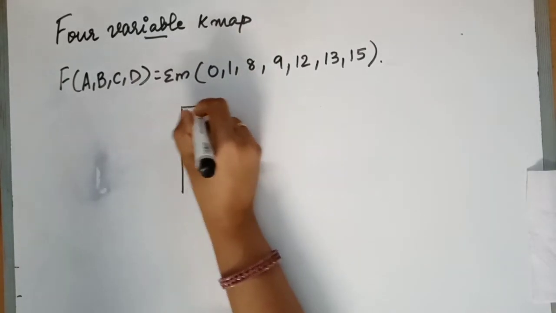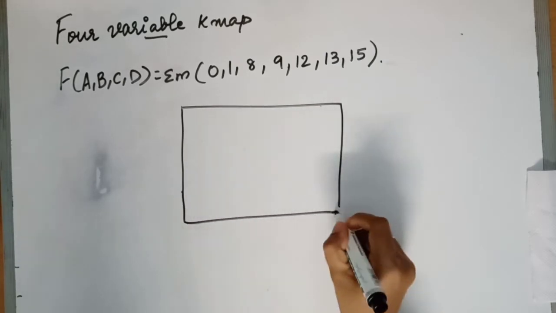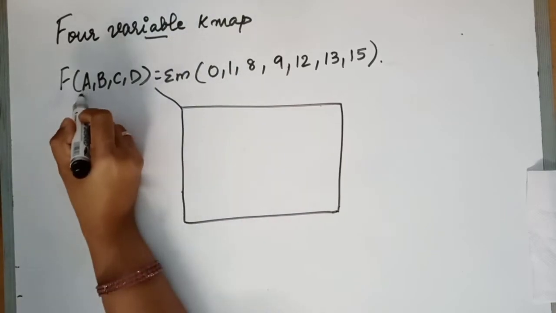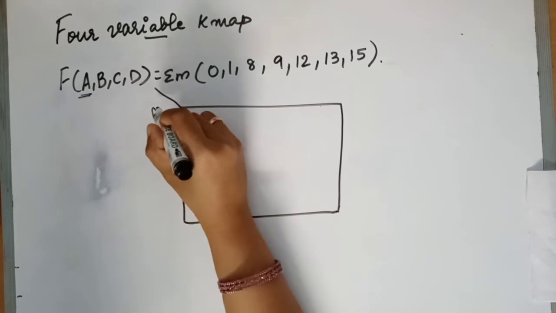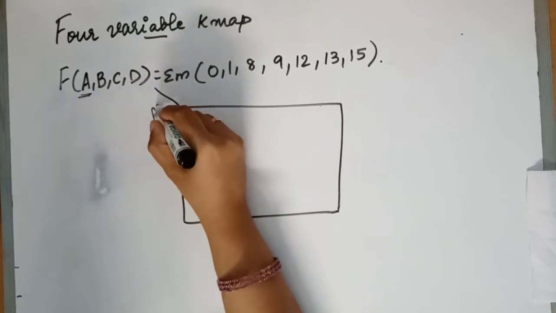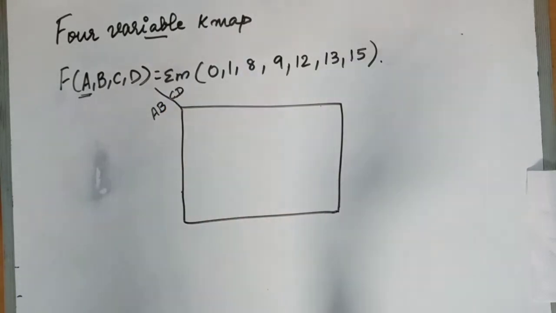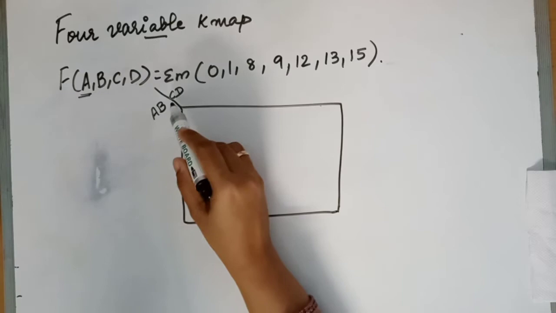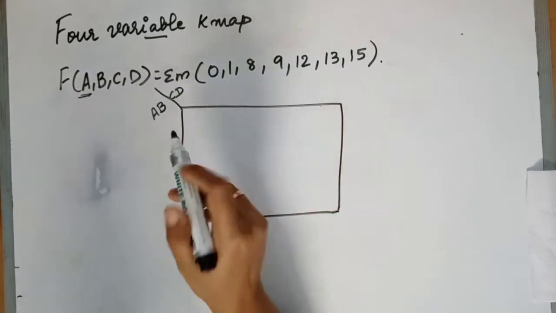In a 4 variable K map, this is your MSB. So MSB A, next variable B, CD. You'll be writing like this. Okay, AB, CD. So AB can take 4 values.